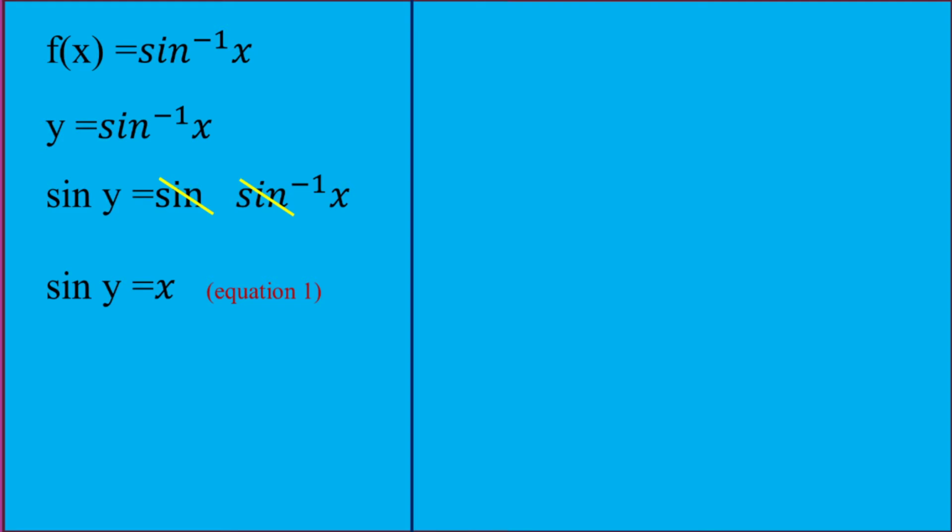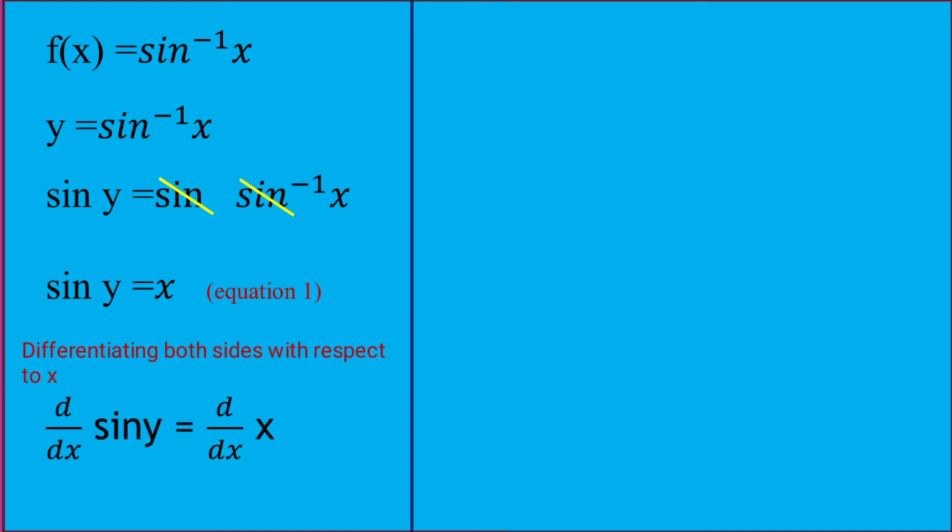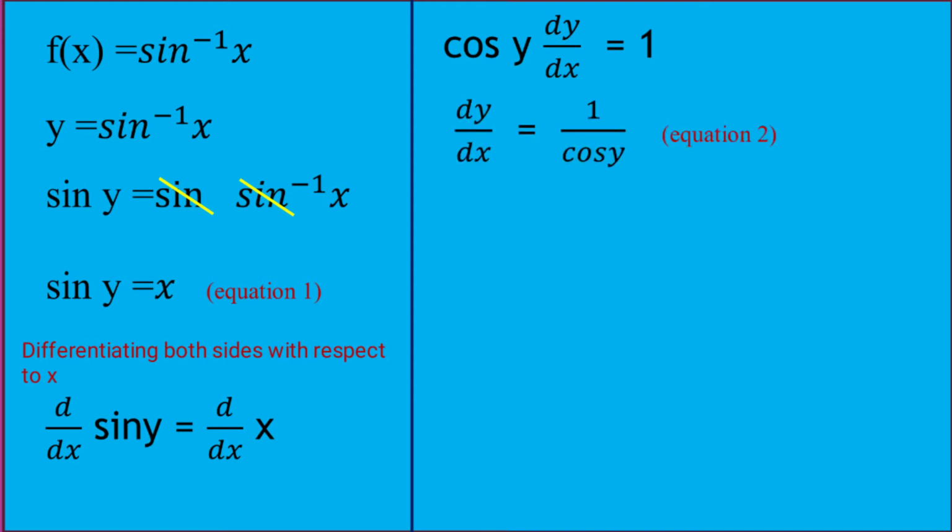Next, we need to differentiate both sides of the equation with respect to x. So we need the derivative of sine y as well as the derivative of x. The derivative of sine y is cosine y dy over dx, and the derivative of x is 1. Now we need to solve for dy over dx. So dy over dx equals 1 over cosine y. This will be our equation 2.